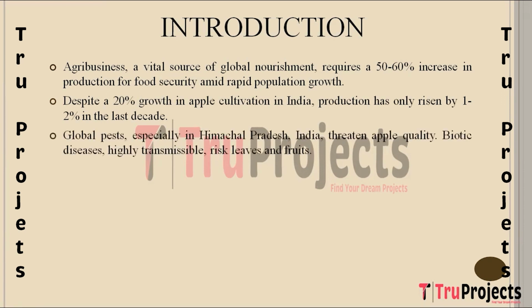And globally, pests and diseases pose significant threats to apple crop production. In India, fungal diseases, particularly in Himachal Pradesh, a major apple producing state, adversely affect fruit quality. Biotic diseases caused by pathogens like viruses, fungi, and bacteria are highly transmissible and pose a substantial risk to both leaves and fruits.